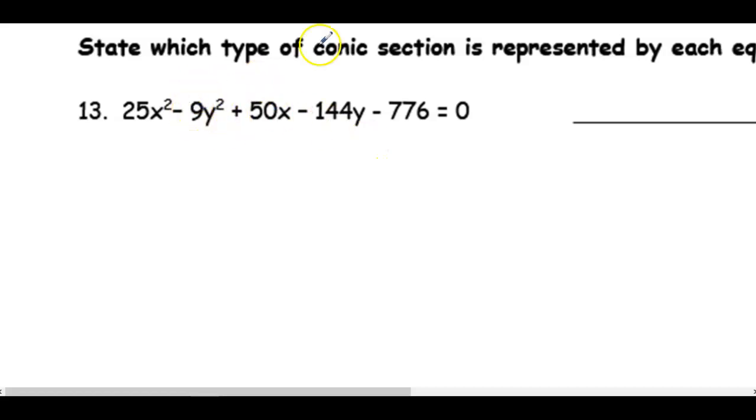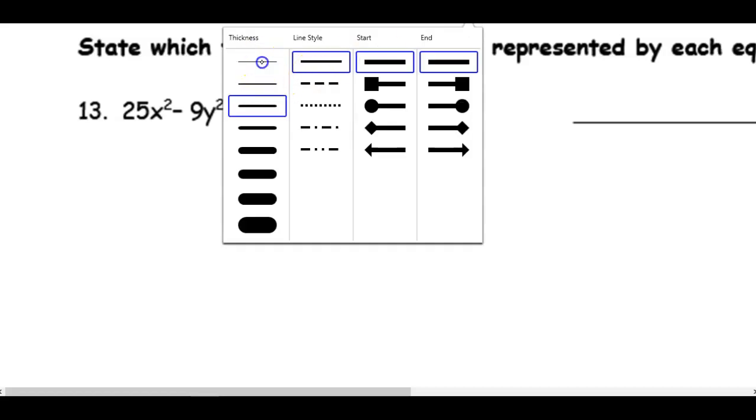This is a hyperbola. Alright, and here's how I know. See how this first term is squared? We have an x squared, and we also have a y squared, but one of them is negative. That tells me it's a hyperbola. So now, how do I complete the square of this hyperbola? Well, let's take a look.